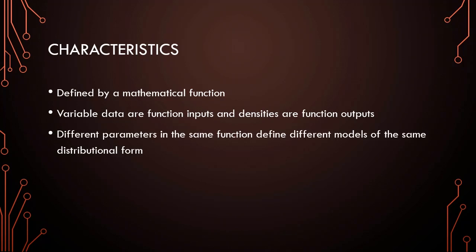In addition to mathematical operators and the input variable, our mathematical functions also include changeable values that we call parameters. Different parameters for the same function will define different models with the same distributional form. For example, for a normal distribution, changing the mean and standard deviation will yield a different normal distribution.